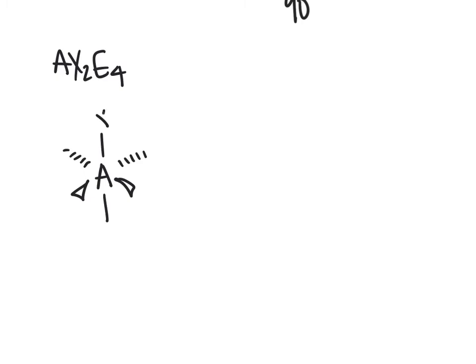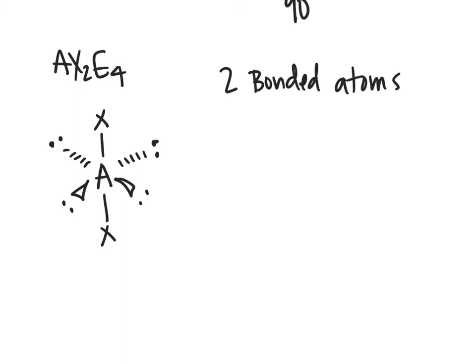So our next is AX2E4. So we have our central element. And now the question becomes, where should we put our atoms so that the lone pairs get the most space? So we're going to put our two elements on the top and the bottom. And we're going to have our lone pairs out here. So we can see that there are two bonded atoms and 4 lone pairs.